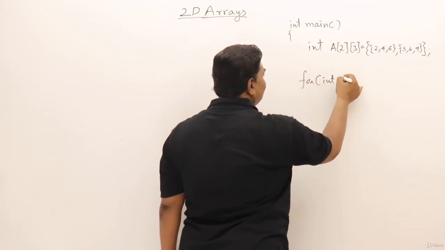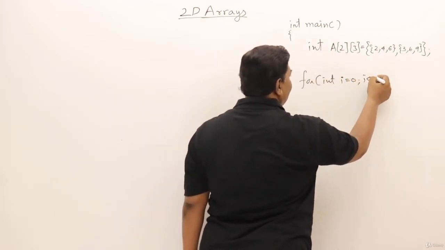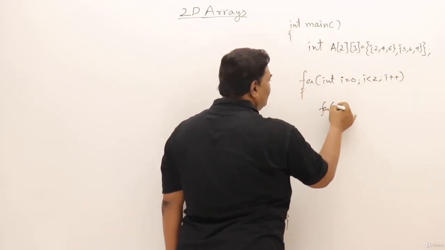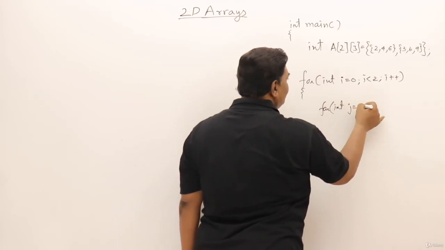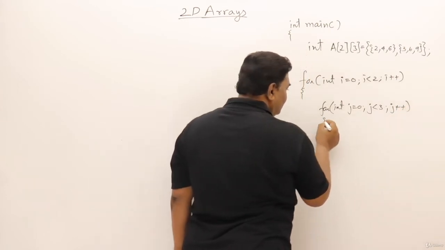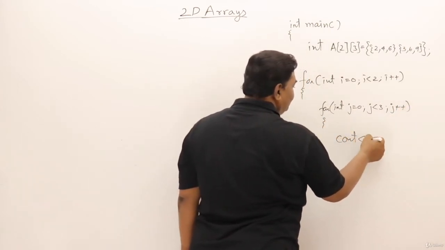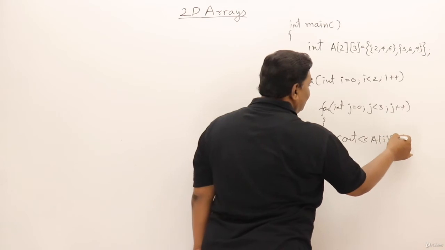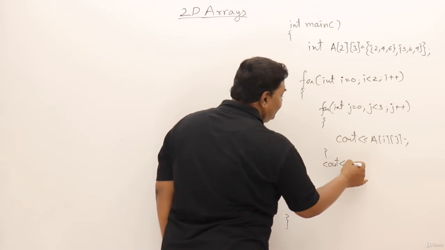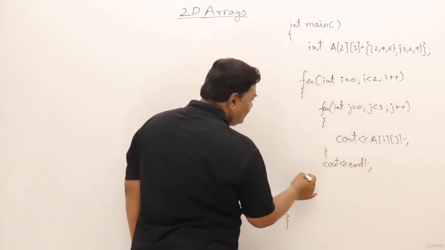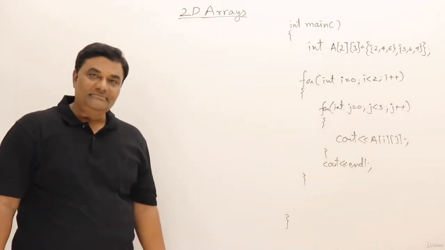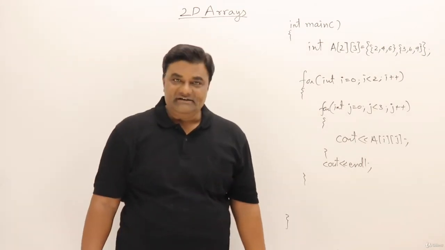For integer i assign 0, i is less than 2, i plus plus, and for integer j assign 0, j is less than 3 and j plus plus. Now cout, I will display all the elements one by one, a of i, j. Then cout endl, we want a new line after every row. That's it. This is the piece of code for accessing all the elements of a two-dimensional array and displaying them.